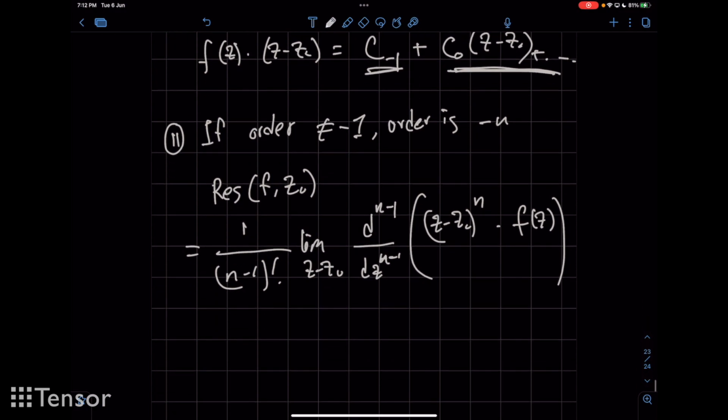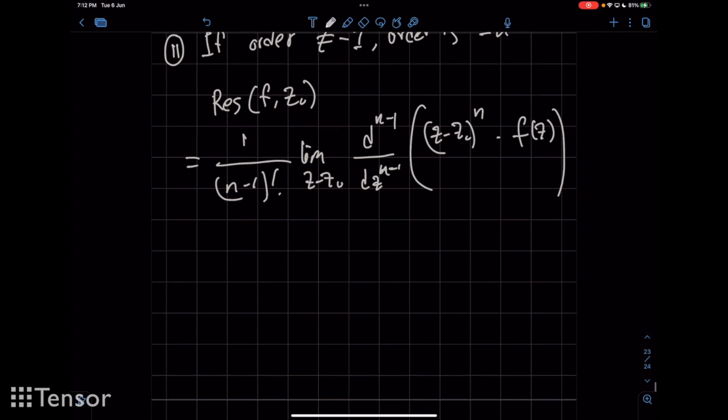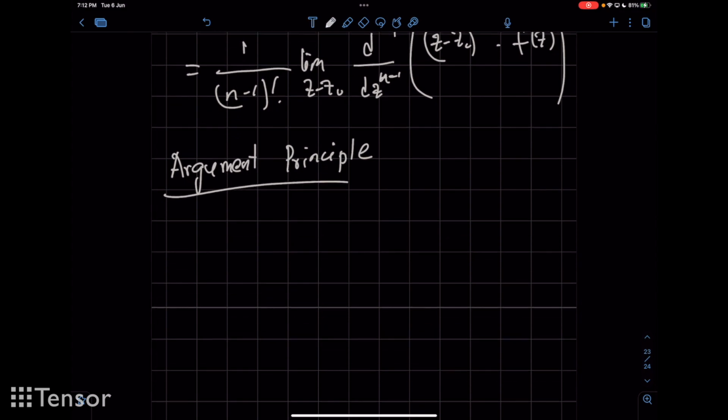All right. So now I have one final theorem. No, this is not the final theorem. So I have two more theorems. So one is called the argument principle. So what is the argument principle?